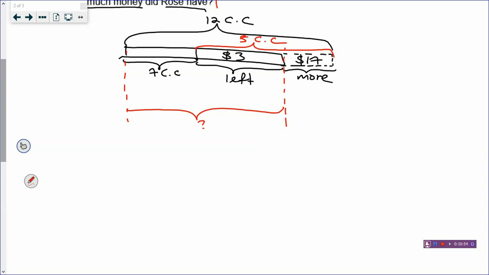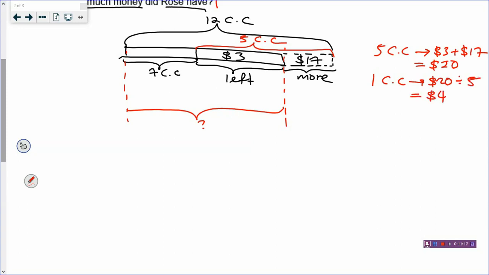And then if you look at the arrow sign, you can also see that your 5 cupcakes is actually how much? It is $3 plus $17. So 3 plus 17, you get $20. So can you find 1 cupcake, which is 20 divided by 5? And your 1 cupcake is $4, right?